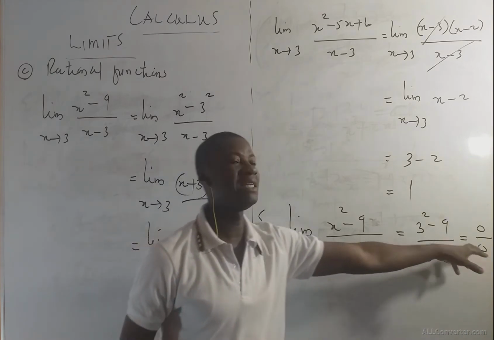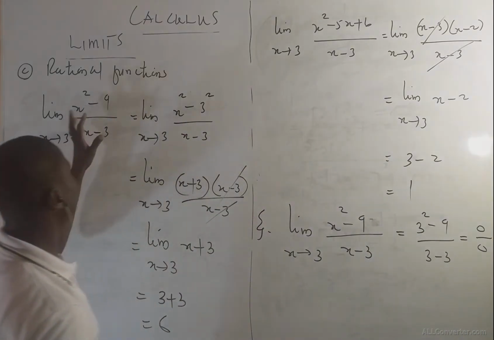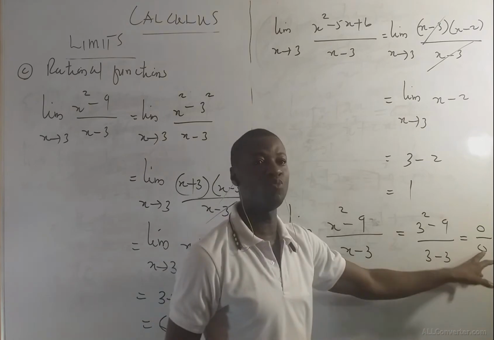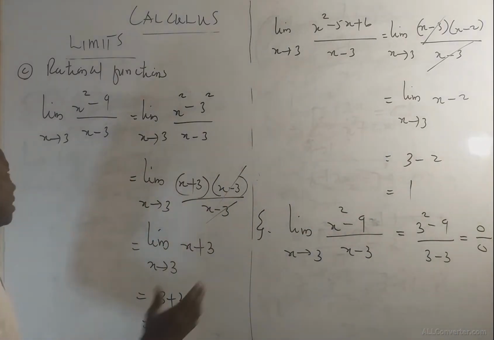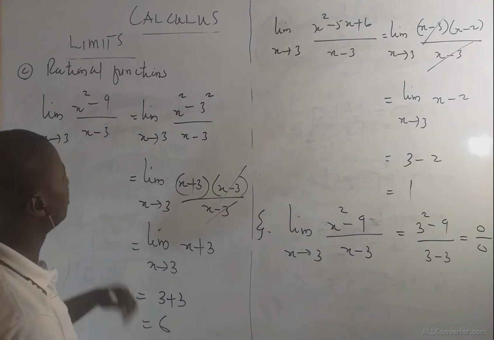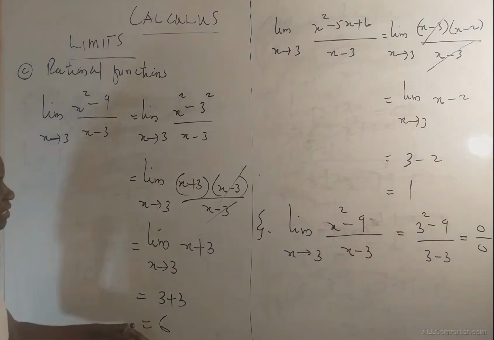So when you are taking the limit of rational functions and you get this, you need to manipulate the function so that you'll be able to solve. And that is what I was talking about. This is what we call the limit of rational functions. So the answer is 6.